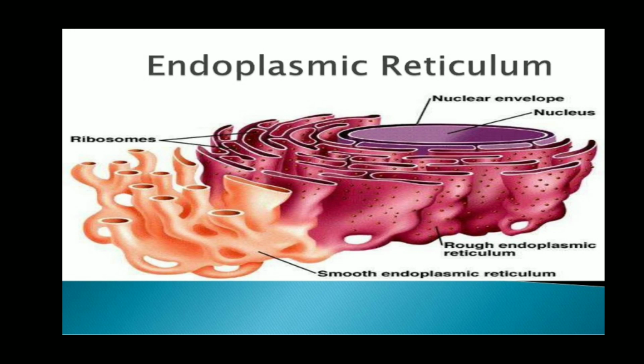Then we will talk about the next cell organelle, that is called the endoplasmic reticulum. So in this slide, in this photograph, you can see the structure of this endoplasmic reticulum. Right? So this endoplasmic reticulum is sometimes integrated with the outer membrane of the nucleus.